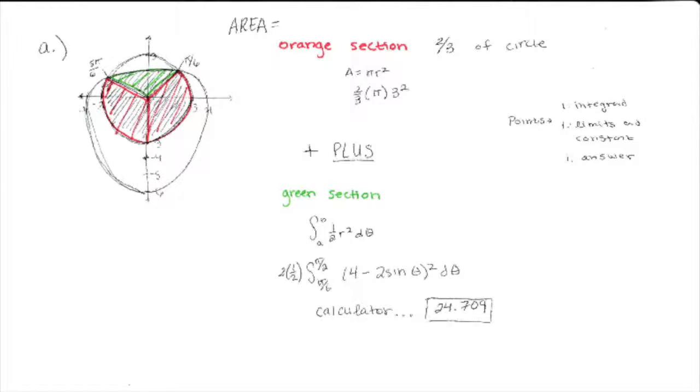And since this is a calculator problem, you don't have to worry about integrating that, and we can just plug it in. And so if we add the orange and the green section, we're going to get 24.709. And so the points for this problem are rewarded on 1, the integral that you write for the green section, the limits and the constants that you use, and then the final point is for the answer. So most of the problem is not finding the answer, but setting it up correctly.